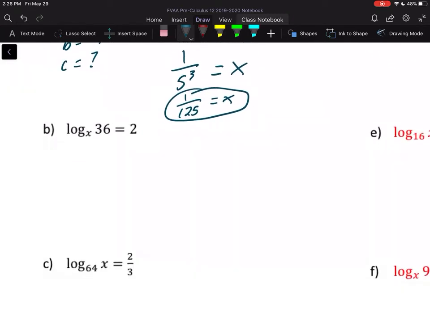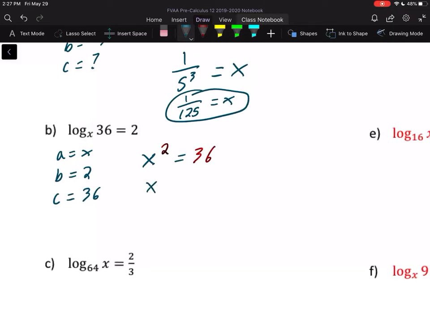Again, this one I don't have a. A is equal to x here. B is equal to 2. C is equal to 36. So here I have x squared is equal to 36. All right, well, what number squared is equal to 36, right? Well, x squared is equal to 6 squared. Therefore, x is equal to 6.